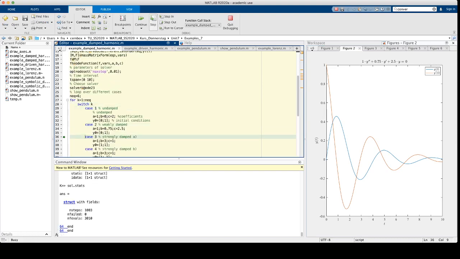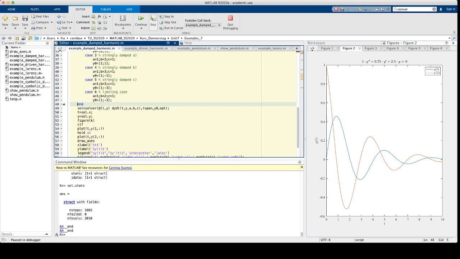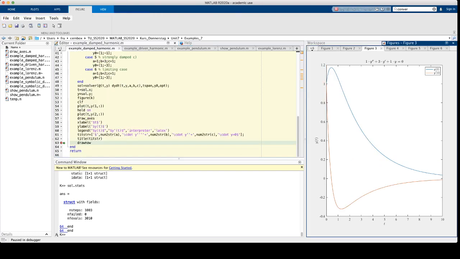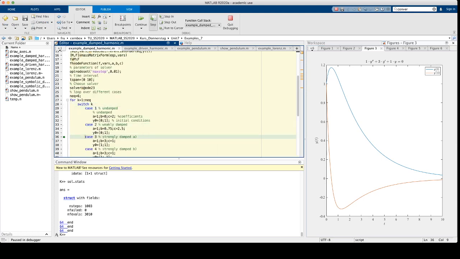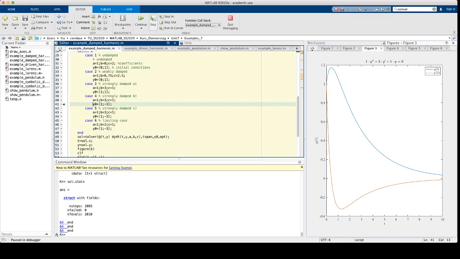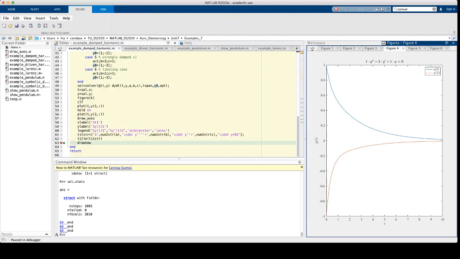Let's carry on to the next example, which is strongly damped. There are three different types of solutions. This one looks like this. So it rises in the beginning and then decays exponentially. The red curve is again the velocity. Strongly damped, different initial conditions, different type of solution. This solution decays exponentially from the beginning.